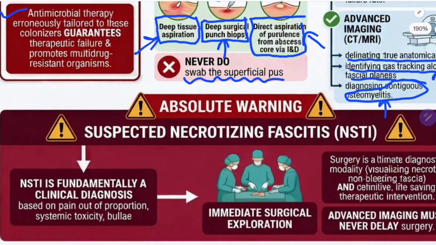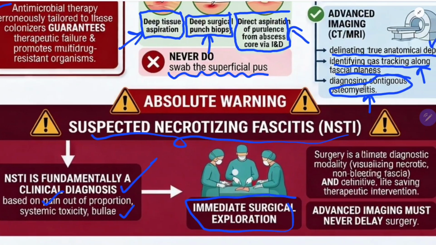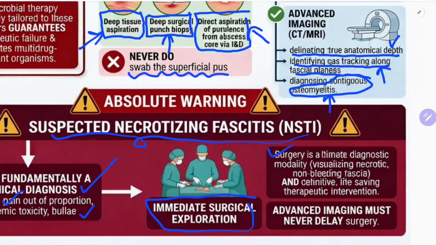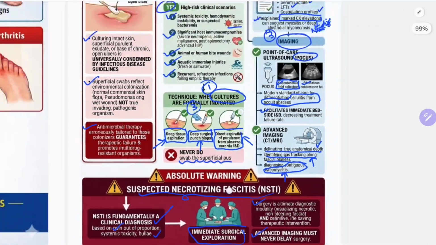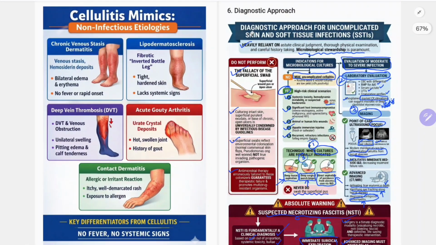Okay. Now, one absolute warning: if the patient has suspected necrotizing fasciitis, it is a fundamental clinical diagnosis. What is that? Pain out of proportion will be there, systemic toxicity, bullae, cyanosis, and some ecchymosis can be there on the limb. So the step is immediate surgical exploration. Surgery is the ultimate diagnostic modality, visualizing necrotic non-bleeding fascia, and a definitive life-saving therapeutic intervention. Advanced imaging must never delay the surgery. So you should give empiric broad spectrum antibiotics if you suspect this, and you should refer the patient to the surgery department. That's about the diagnostic approach.